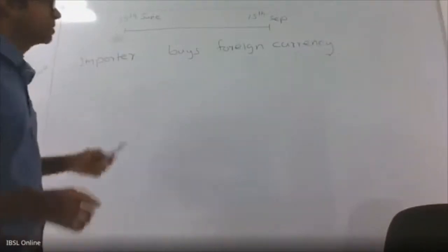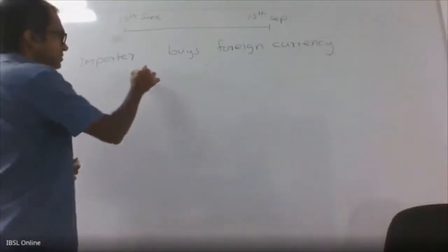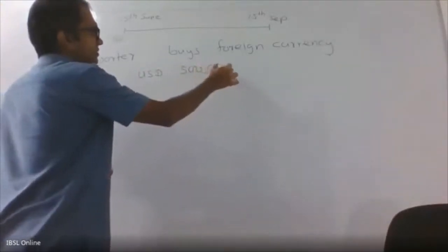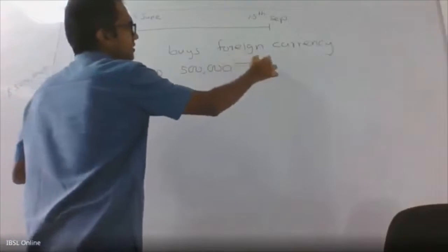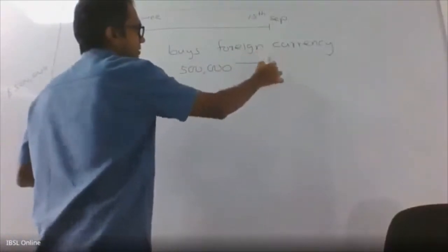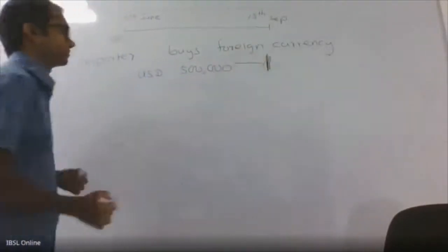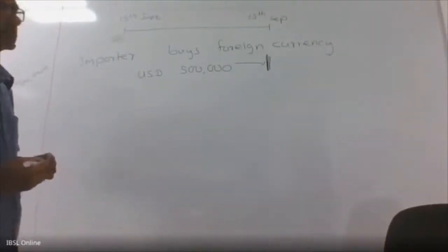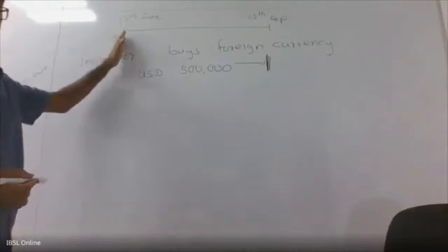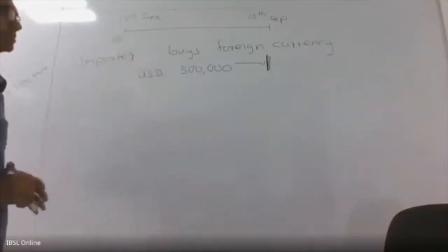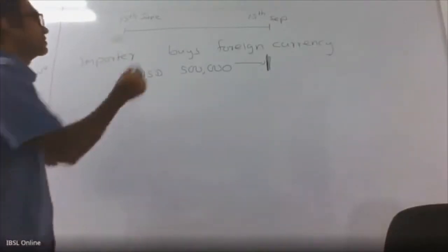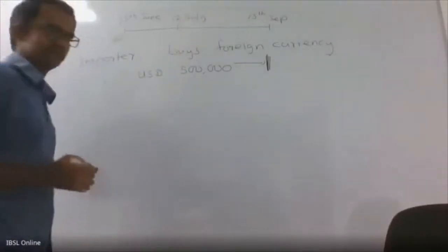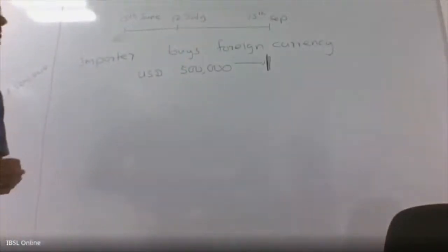So in this example, the amount is USD 500,000. He needs it on 15th September. He has entered into the transaction on 15th June. Today is 12th July.